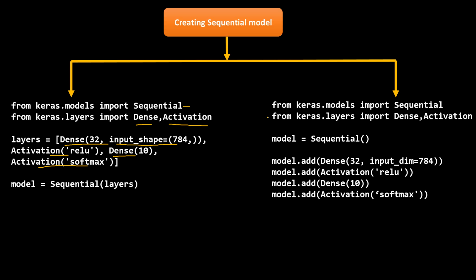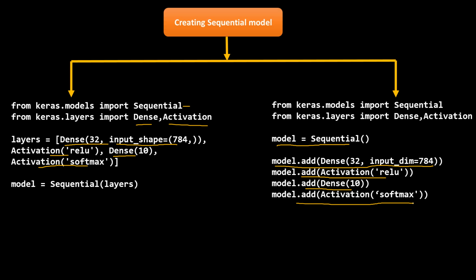Or the more intuitive way is you import the modules and then you declare model equals Sequential, and you simply use the add function. So model.add Dense 32, with its input to the network being a 784-dimensional vector, then model.add Activation, then model.add Dense, and you keep on adding, model.add Activation softmax.